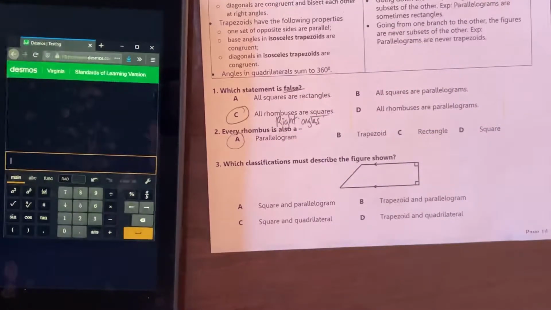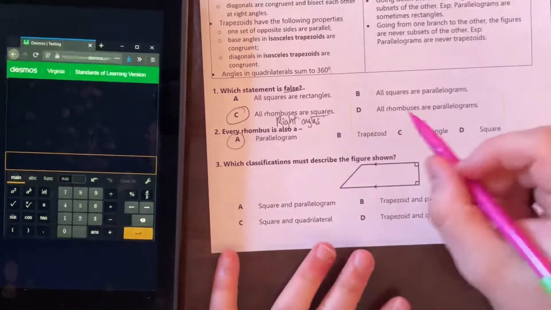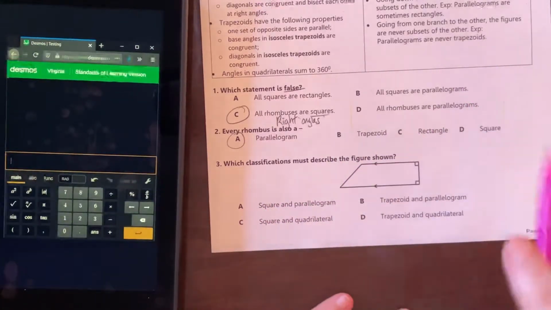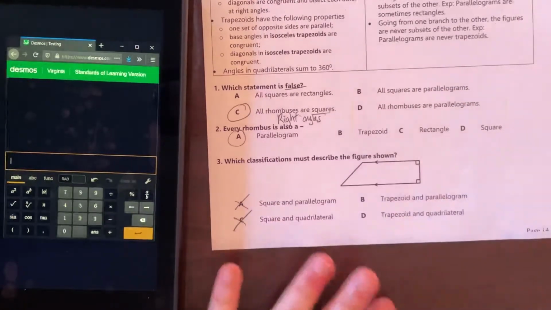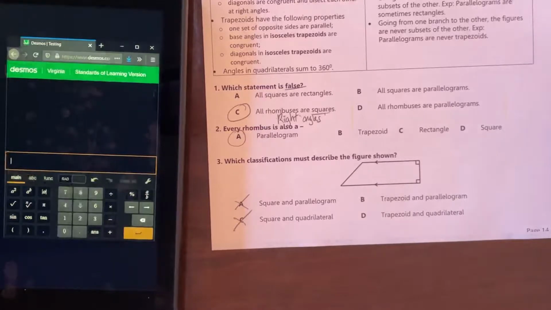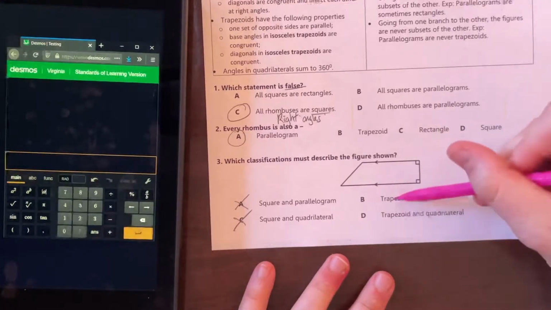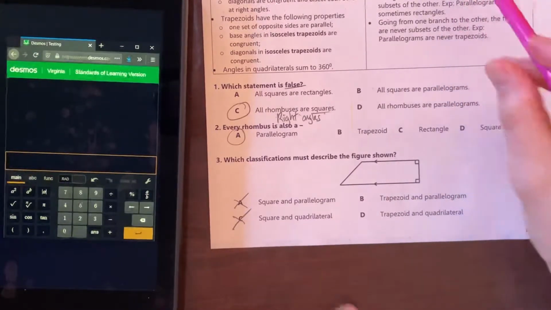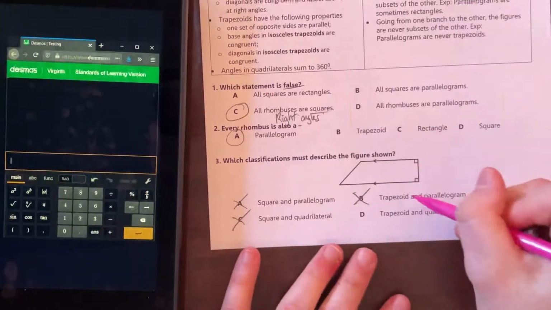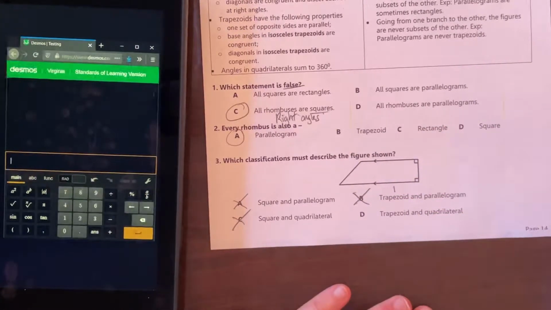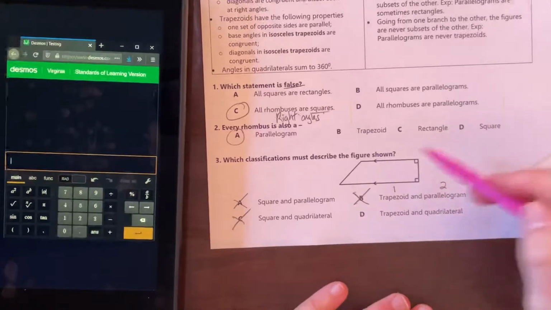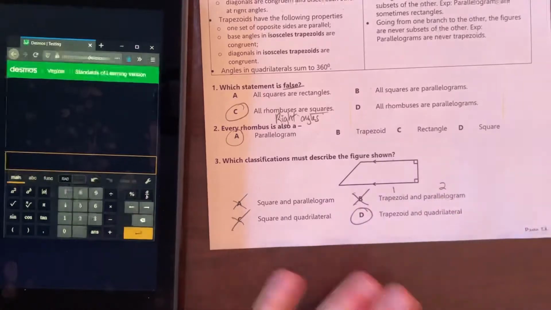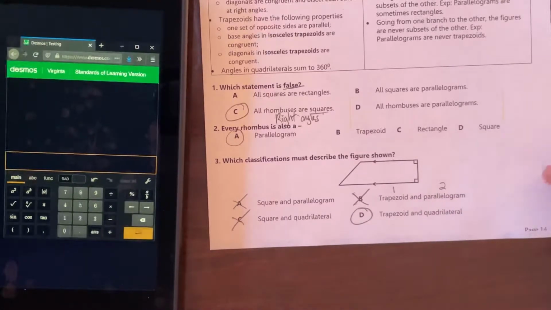For number three, it says which classification must describe the figure below. So we got a couple right angles, we have 4 sides. However, for a square, we need 4 right angles, and so A and C are definitely incorrect. And then for a trapezoid and a parallelogram, they can't be the same thing, because if you look, those are 2 different groups. And so again, a trapezoid has 1 pair of parallel sides, where a parallelogram has 2 pairs of parallel sides, which can't be both of them at the same time. And so it's going to be a trapezoid and a quadrilateral.